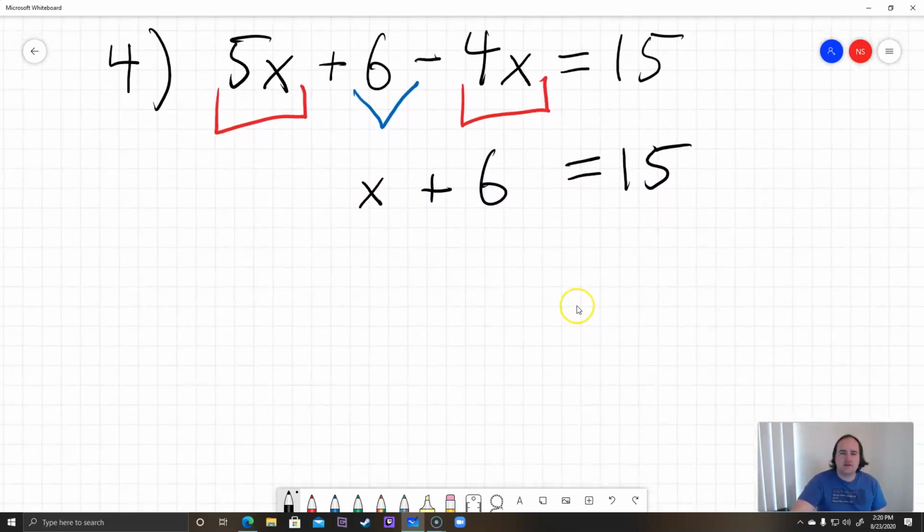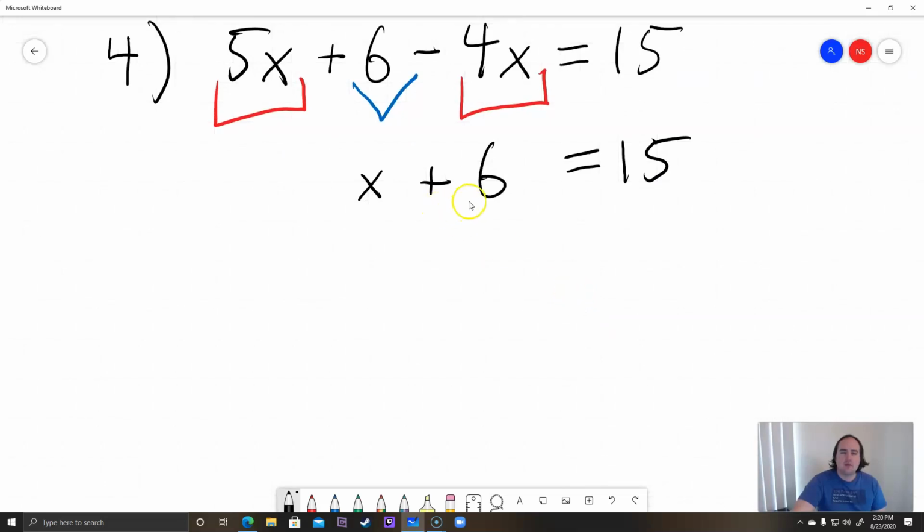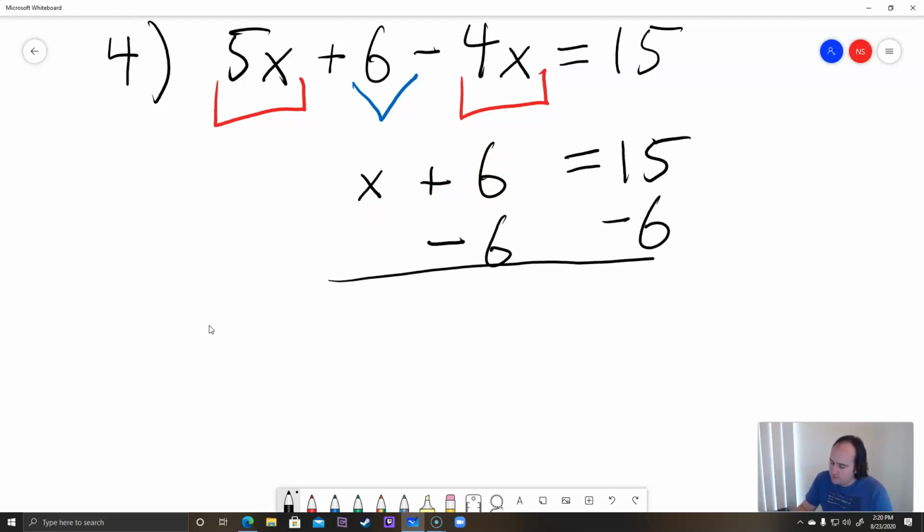And then how do we finish isolating x here? Well, to get x by itself, we're going to have to get rid of the plus 6. And this is adding, so what's the opposite of adding 6? Well, it's subtracting 6 from both sides. So that's how we're going to get rid of the plus 6 on the left side. So I'm going to go ahead and subtract 6 from both sides, because I want to get rid of the 6 on the left side.